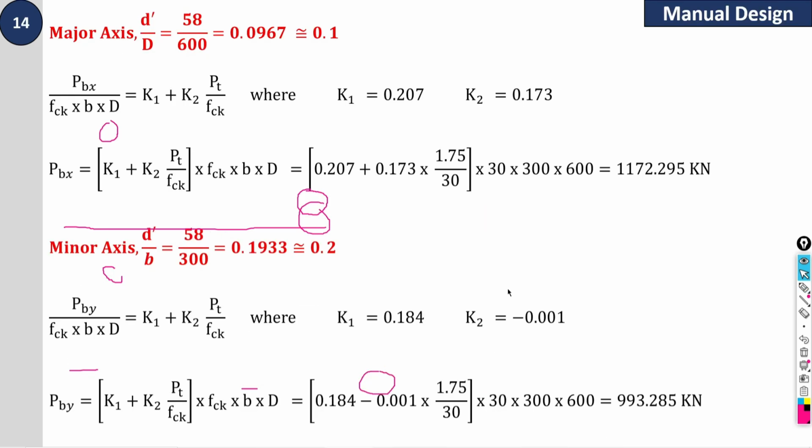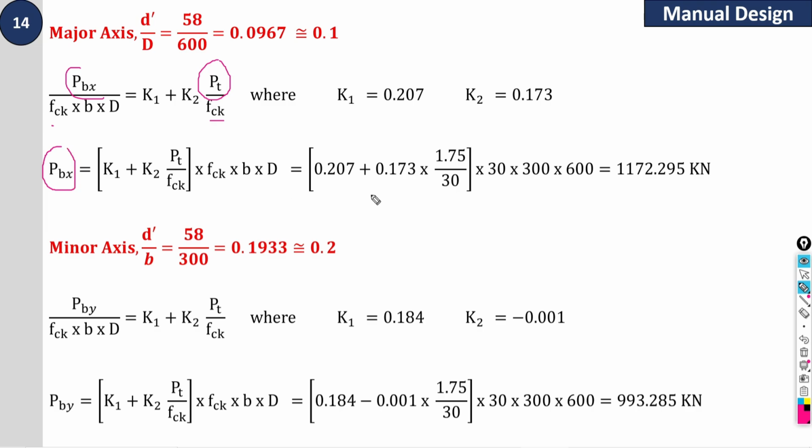So for 0.207 and 0.173, with d dash by d being 58 divided by 600 as 0.1, we do this calculation. The formula given is PBX divided by FCK B into D is equal to K1 plus K2 times PT, the percentage of steel considered, divided by FCK. After rearranging this equation and putting in all the values, we get 1172.295 kilonewton as the PBX. Likewise, d dash by B is 58 divided by 300, 0.1933, as 0.2. So for this we are going to do the calculation.